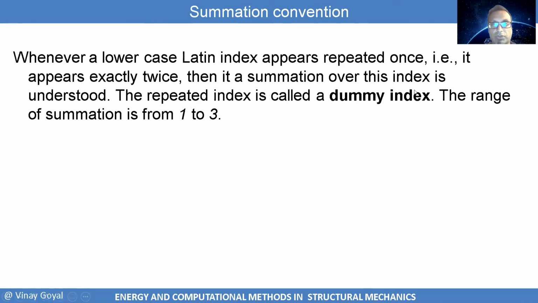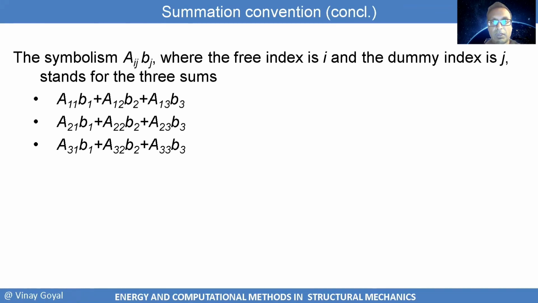Summation convention. Whenever a lowercase Latin index appears repeated once, or basically appears twice, then it is a summation over the index. The repeated index is also called a dummy index. And the range also goes from 1 through 3. Here's an example of a summation convention.